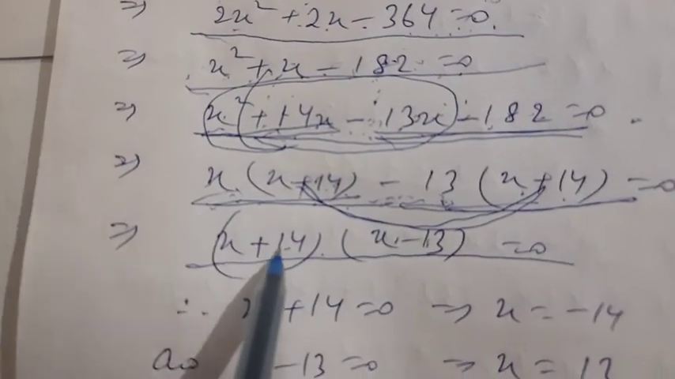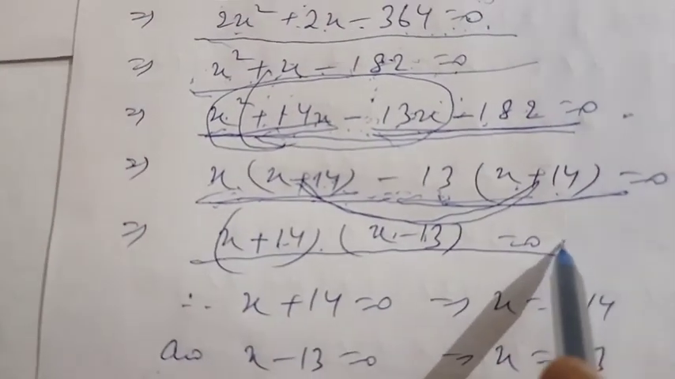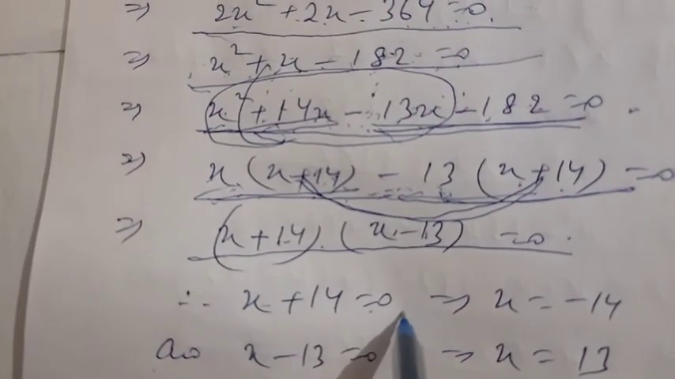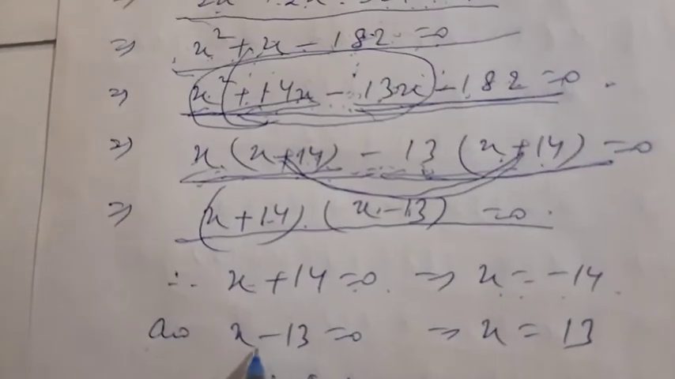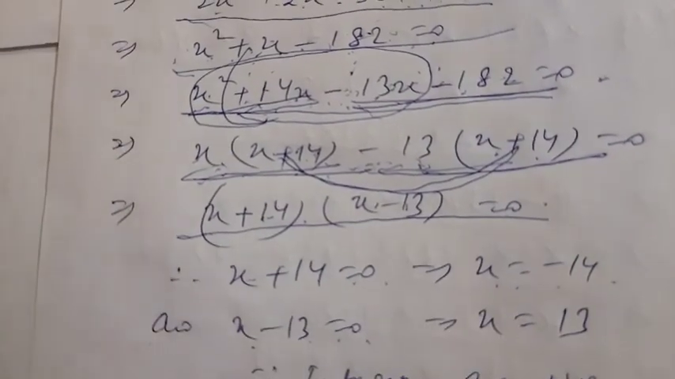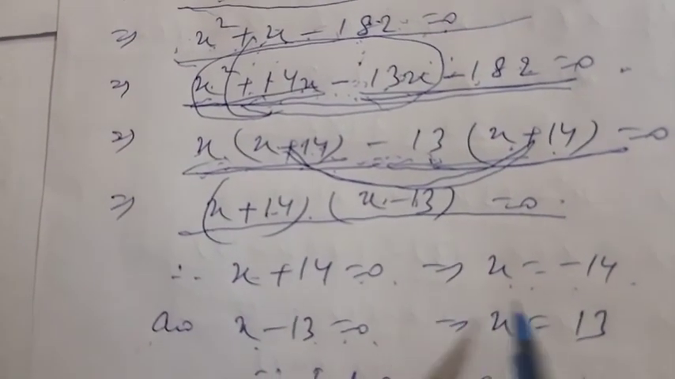Now we will equate each factor with 0 to get our answer. x plus 14 is equal to 0, which will give us x is equal to minus 14, and x minus 13 is equal to 0 will also give us x is equal to 13.